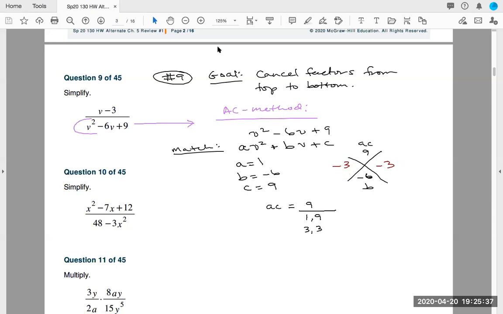All right, so remember your plan. You're going to keep your first term, the v squared. You're going to keep your last term, the 9. And then you're going to separate this middle term into -3v and -3v. Okay. We're going to group first 2, group last 2. We're going to find the GCF.